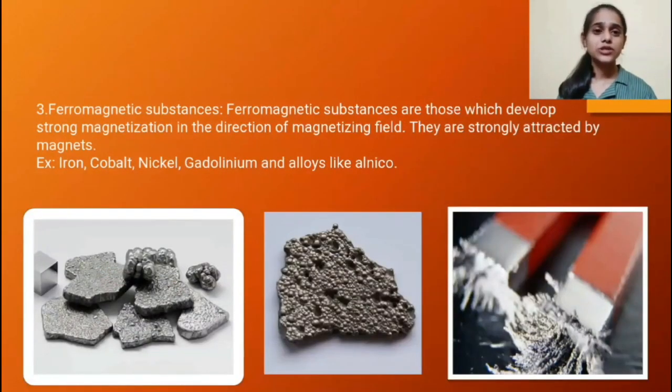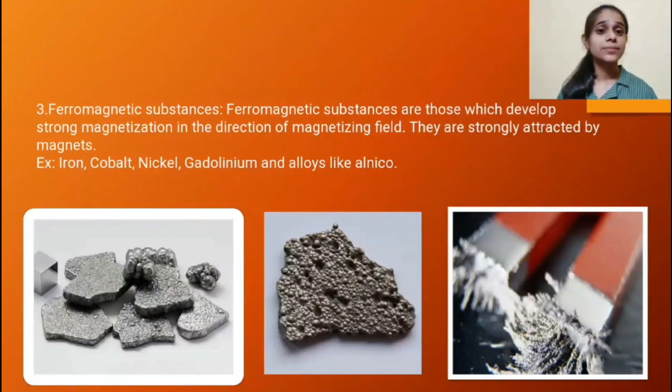Hello everyone, my name is Kushi. I am going to cover ferromagnetic substances. So what are ferromagnetic substances? Ferromagnetic substances are those which develop a strong magnetization in the direction of the magnetizing field. They are strongly attracted by magnets. Some of the properties of ferromagnetic substances are they have large permanent magnetic dipoles. They can exhibit magnetization even in the absence of an external magnetic field. The relative permeability is very much greater than 1. They show a domain structure.